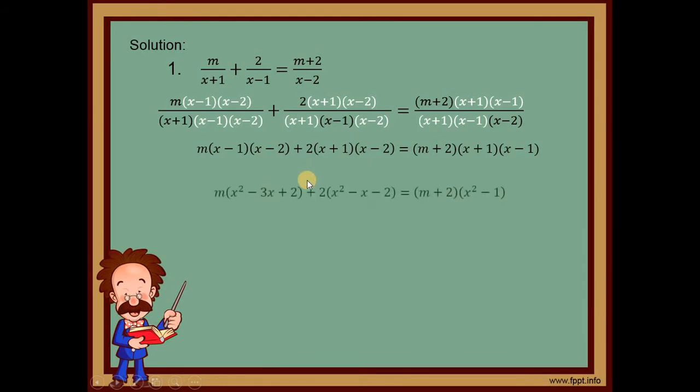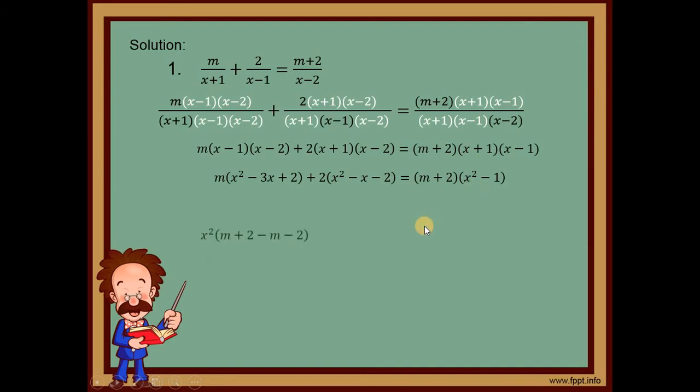Next, simplify natin. Multiply natin yung x minus 1 saka yung x minus 2. So this becomes x squared minus 3x plus 2. Gawin natin yon dun sa natitirang terms. Next, i-collect natin lahat ng terms na merong x squared. So iyon ay m. Meron tayo ditong positive 2. Meron tayo ditong positive m. Lipat sa kabila, magiging negative m. Positive 2. Lipat sa kabila, magiging negative 2.